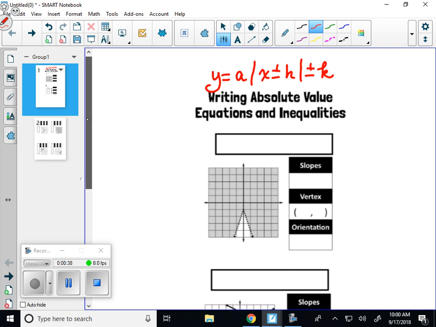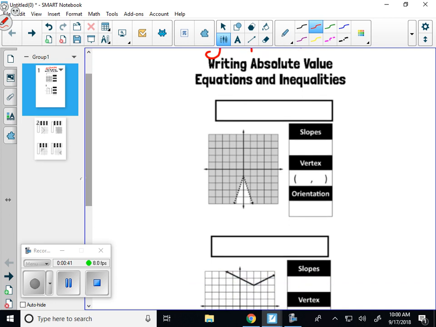If I look at this first graph, I can see immediately I have what? I've got a dotted line, and I also have some shading. So that means I'm going to be dealing with an inequality. So since it's a dotted line, what are my options? Either less than or greater than. Which one is it if my shading is above? It's greater than. So this is going to be y is greater than something.